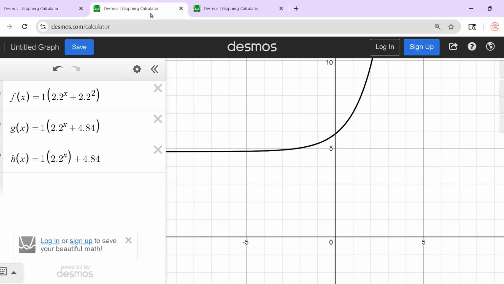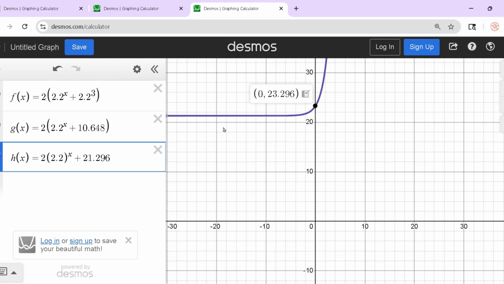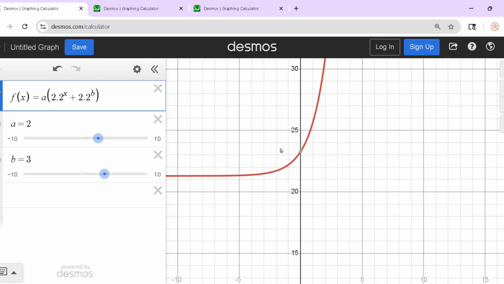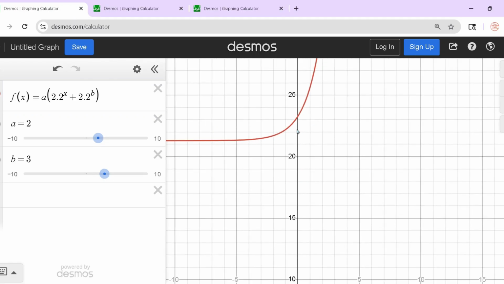You don't have to wonder. There's my b with 1 and 2. Well, here's where the 2 and 3, F, G, and H. I've already plugged the numbers in for you. So, okay, we're following their form. There's my 2 out front times 2.2 to the power of x plus 2.2 to the power of 3. See, it's the same as that first one here. I just moved it down a little bit.